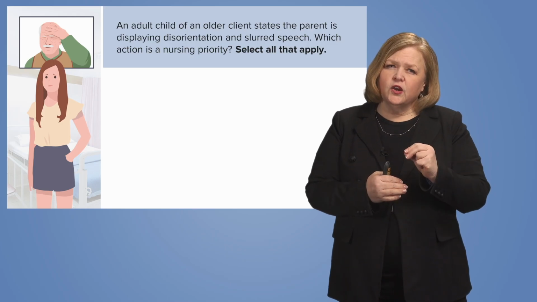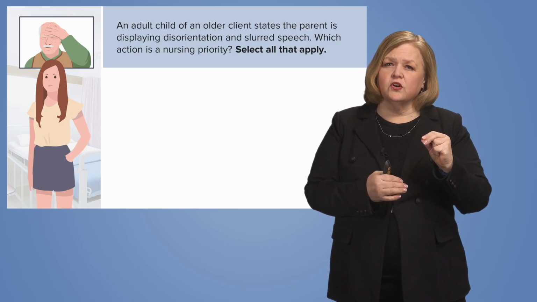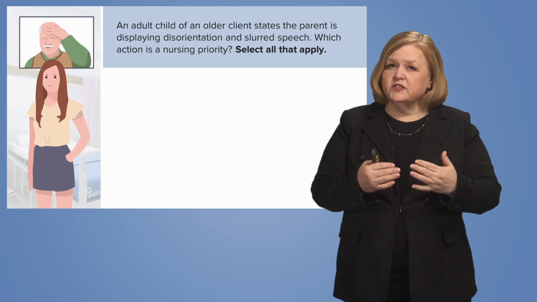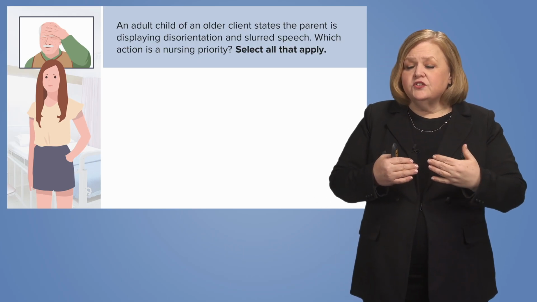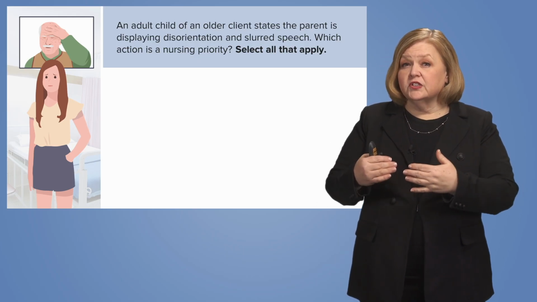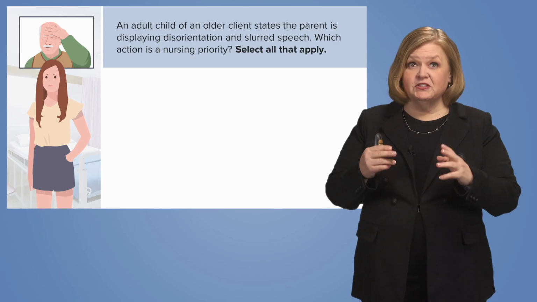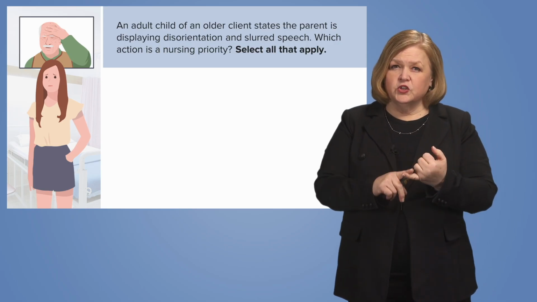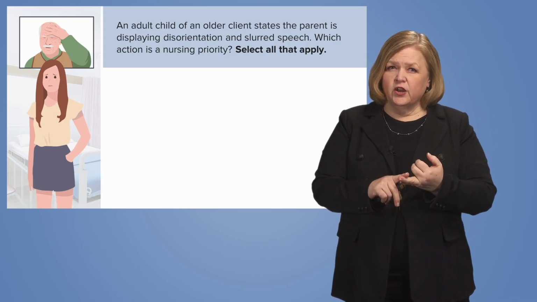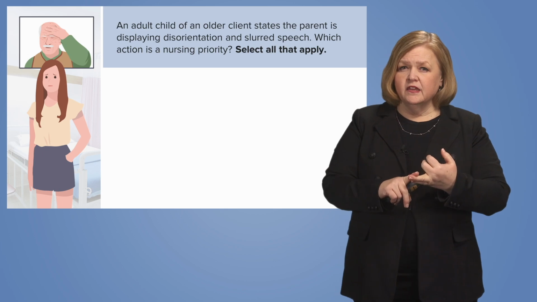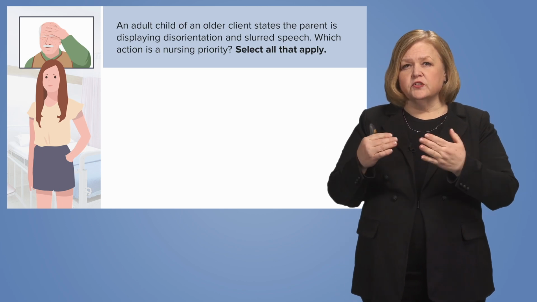They say their parent has just started. Hey, that's another reference to time. That means this is a change in the older client's status. That puts us on high alert. So an adult child says that their parent has just started displaying disorientation and slurred speech.